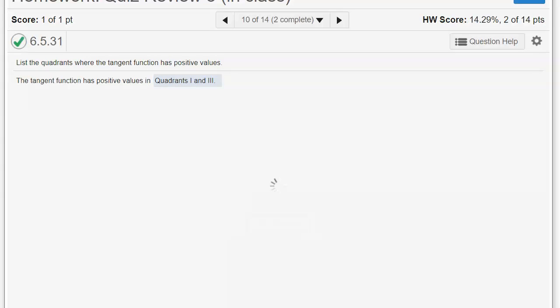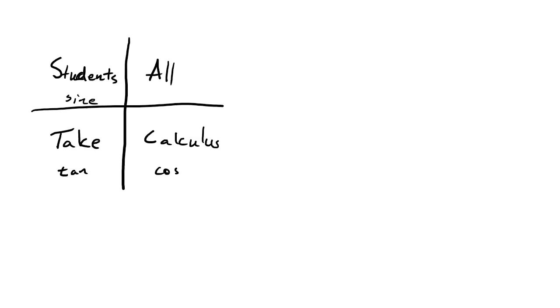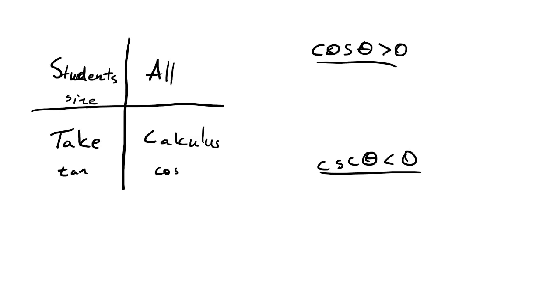And that's it. When it gives you two values like this, what we need to do is look at these two conditions and figure out which quadrants both of these conditions are satisfied. So it's cosine greater than 0 and cosecant less than 0. So we have cosine theta is greater than 0 and cosecant theta is less than 0. So these are our two.